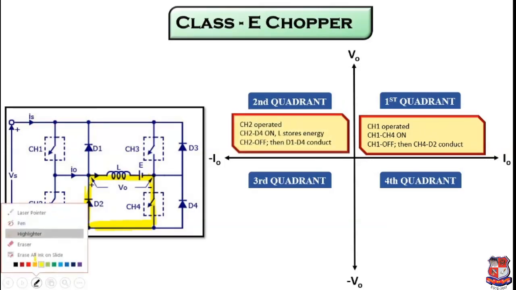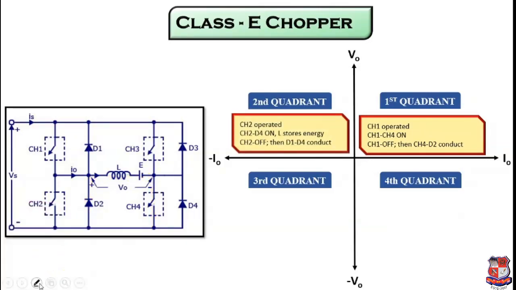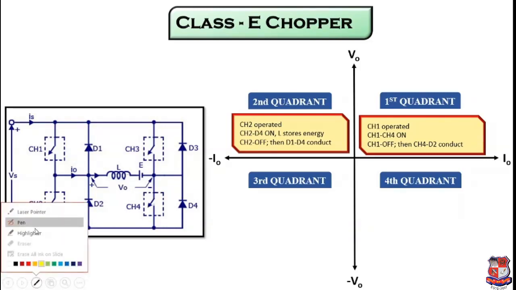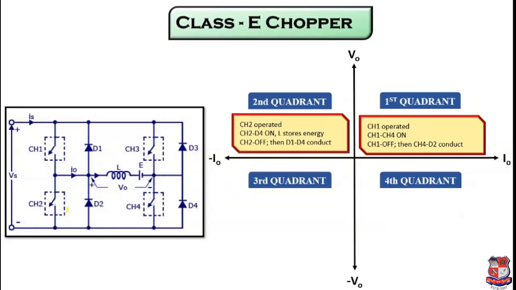Similarly, second quadrant operation can also be done. So what is done over here? Initially CH2 is operated and then D4 is also turned on. So in this the current direction is reversed, keeping the polarity of voltage positive. You can see now minus plus is over here, so the direction of current will be in this way, but the output polarity will be positive.